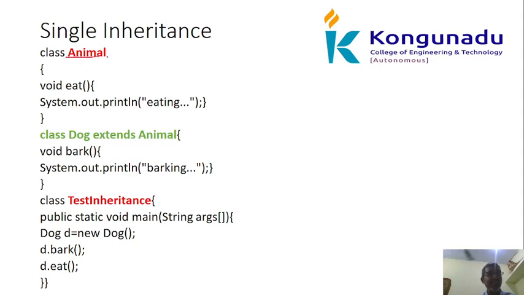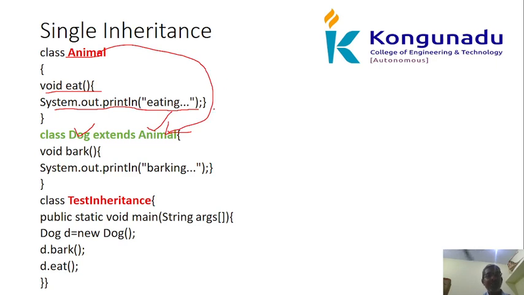So this is the base class. Inside the parent class you have the method void eat, with some lines of code that print the value of eating. Now I am going to create one child class. The child class name is Dog, and it should extend from the parent class, which is already defined. It is Animal.